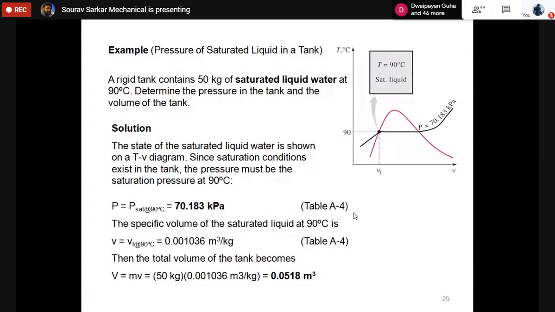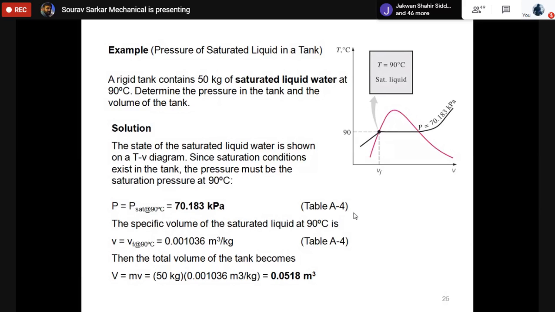A rigid tank contains 50 kg of saturated liquid water at 90 degrees Celsius. Less than atmospheric. Because they have mentioned that it is saturated, that means it is about to boil, so it has already reached the boiling point. We know that at 1 atmosphere pressure, water at 90 degrees Celsius cannot reach the boiling point; it will be 10 degrees lower than the boiling point. So it has already reached the boiling point at 90 degrees Celsius. So what will be its pressure? It will be the pressure corresponding to the 90 degrees Celsius saturation temperature.